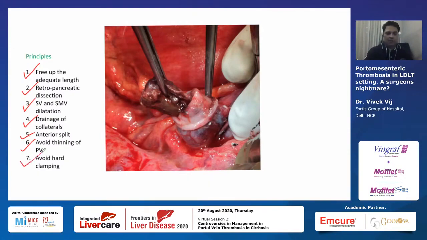Avoid hard clamping, because if we clamp it too hard, sometimes at the base the portal vein thrombus tears apart, and that creates a dissection in the portal vein. We have seen it in one case where we clamped the base and the wall cracked inside. The outer wall was okay, but the thrombus cracked, and later on when we gave reperfusion, it created a flap, and there was no portal flow in the Dopplers. So these things have to be taken care of while doing thromboendovenectomy.